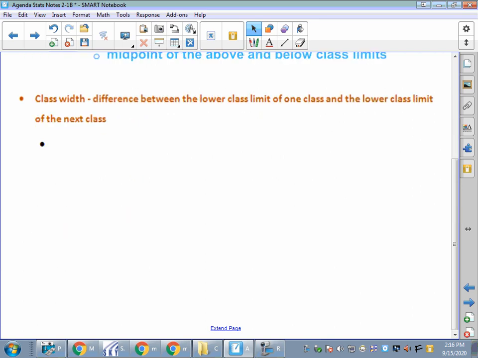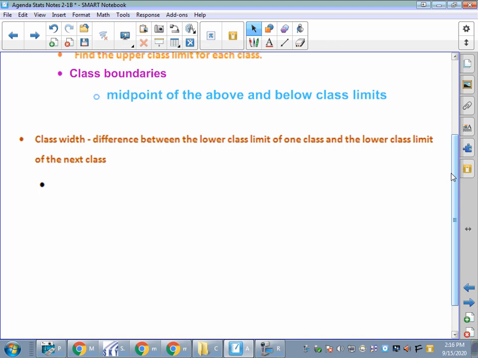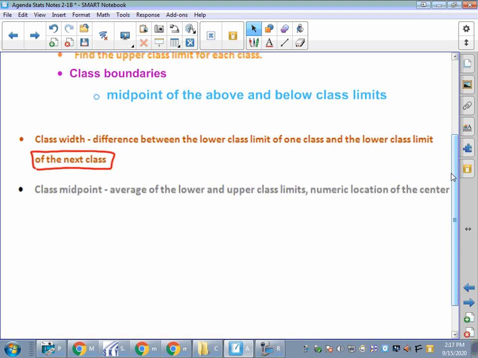So remember, hopefully, the class width is the difference between the lower class limit and the lower class limit of the next. Important, because it's not that one class. 6 to 17, our next class would start at 18, so our class width would actually be 12. And the class midpoints I'll probably ask you to find. That's the average of the upper and lower class limits. It's the actual numeric location of that class.